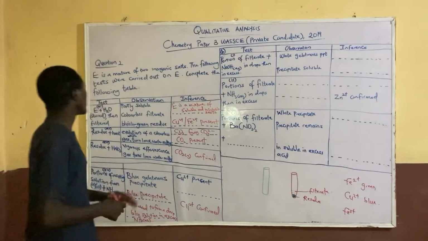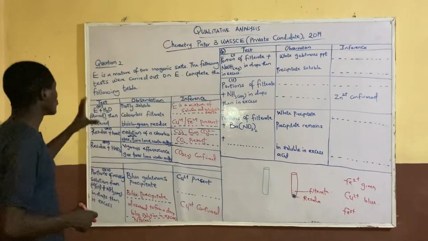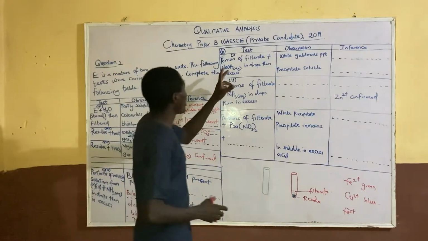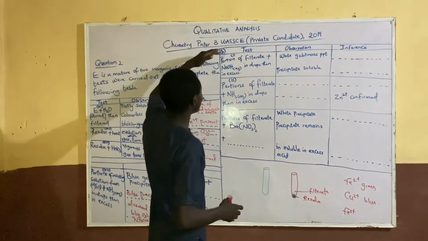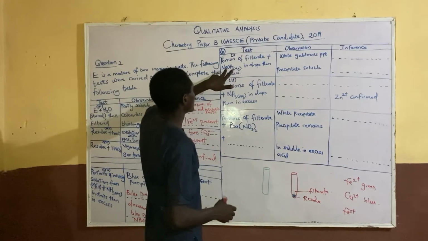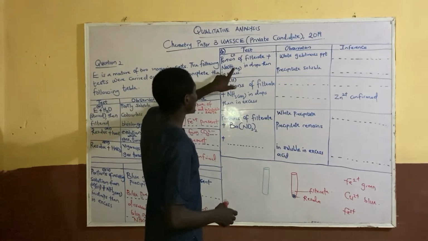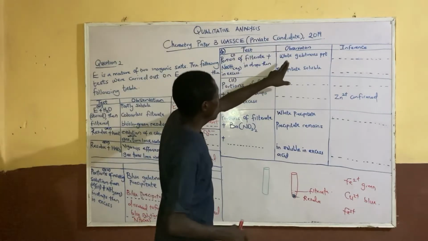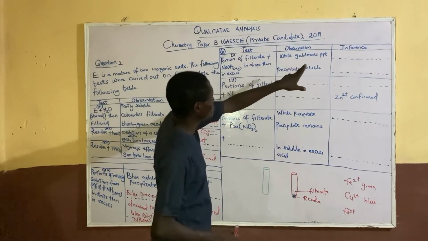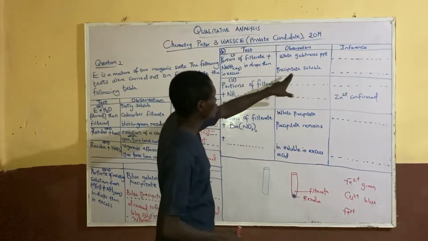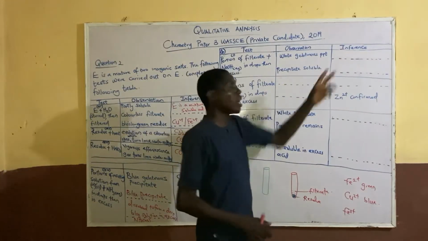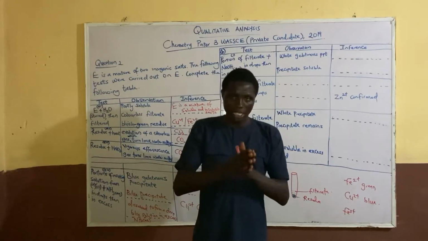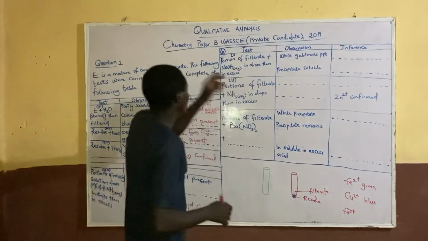So I haven't done the A aspect of question number 2. Now let's move to the B aspect. And here we have the test. Under the test, we have portion of the filtrate plus aqueous sodium hydroxide in drops and then in excess. Then the observation was white gelatinous precipitate formed, precipitate soluble. Then what should be our inference? Now let's go back to the questions.